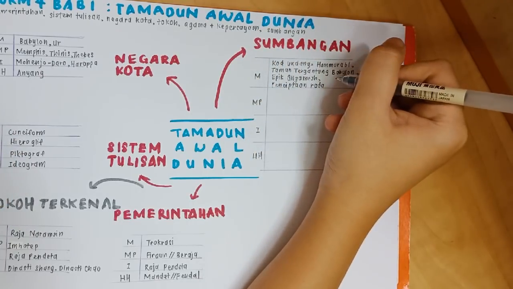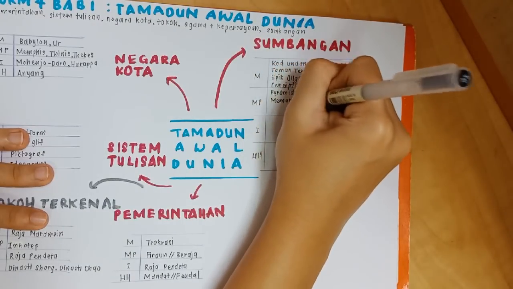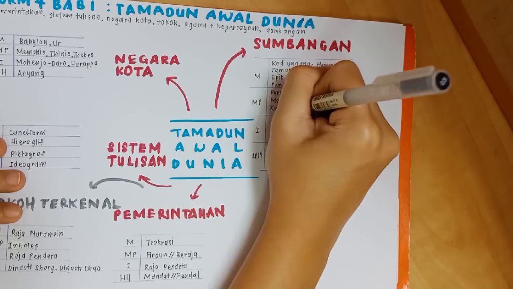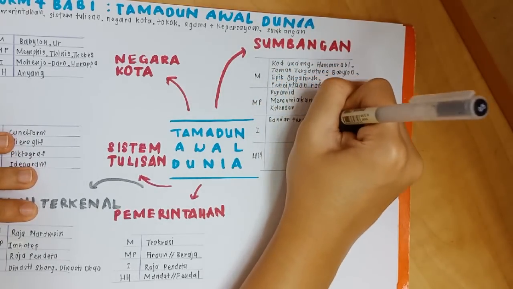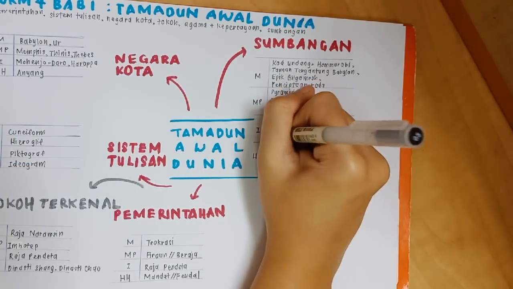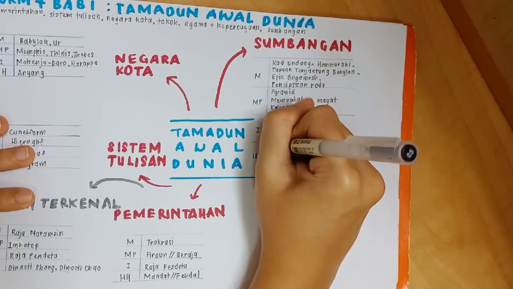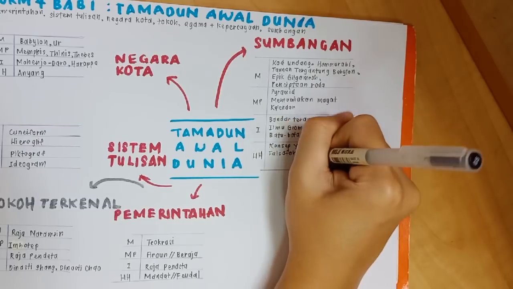And then for Mesir Purba, we have pyramid, memumiakan mayat, and also calendar. For I, which is Indus, we have bandar terancang, ilmu geometry, and batu bata. And then for Huang Ho, there's concept yin dan yang, falsafah perang Sun Tzu, teknologi pembajakan, and cangkul.